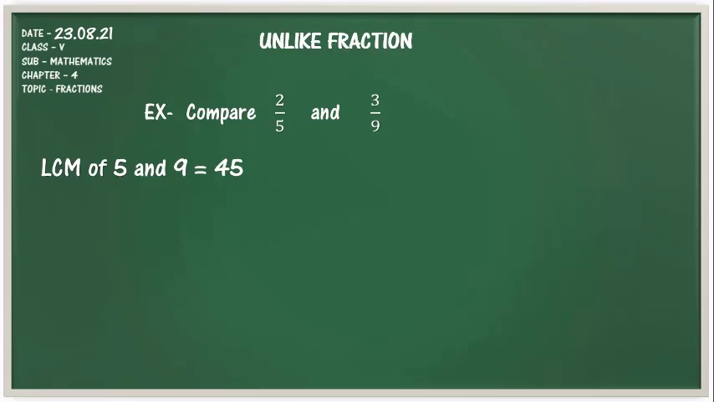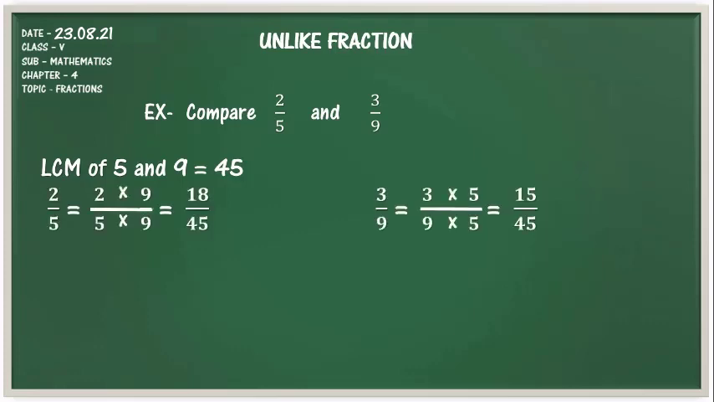Now, we have to change the unlike fractions into like fractions. We will do this using the same method which we studied earlier in our previous class, and now both of the fractions have the same denominators. Therefore, it becomes easy to identify the larger or the smaller fraction.